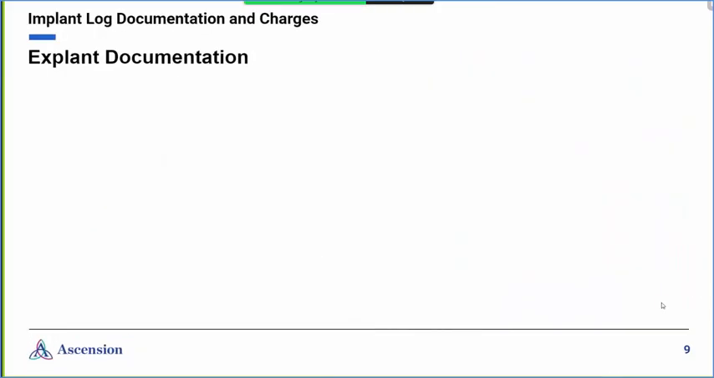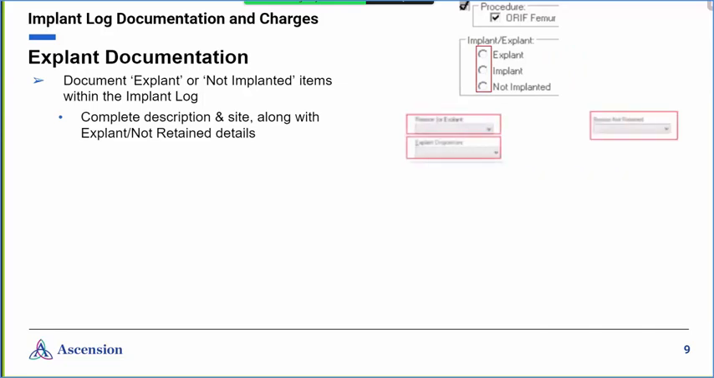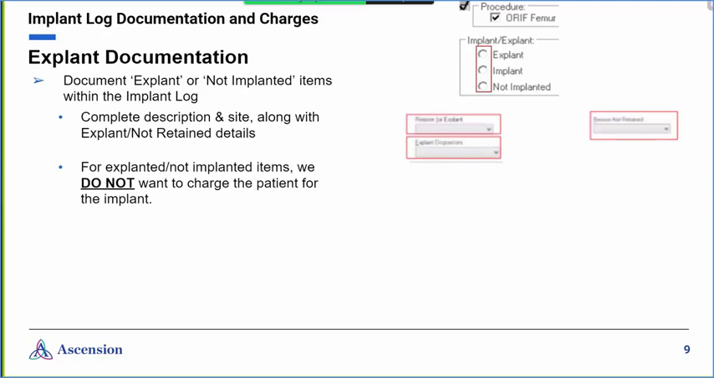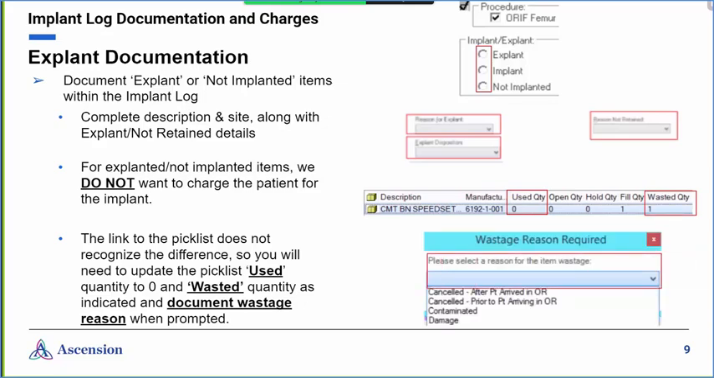Explant documentation. Documenting explants or not implanted items within the implant log. Pick the appropriate category. Complete the description and site along with explant not retained details. For explant not implanted items, we do not want to charge the patient for the implant. The link to the pick list does not recognize the difference, so you will need to update the pick list used quantity to 0 and the wasted quantity as indicated, and document wastage reason when prompted. This concludes our video.